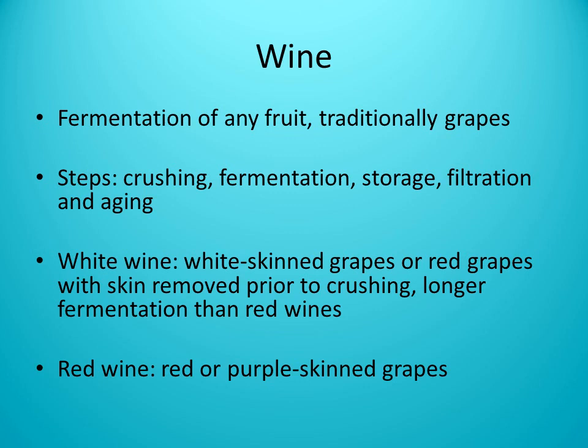Differences between red wine and white wine. White wine is using either white skin grapes, or it can use red grapes. However, the skin has to be removed prior to crushing. White wine tends to be fermented longer than red wines. Red wine's going to use red or purple skin grapes.